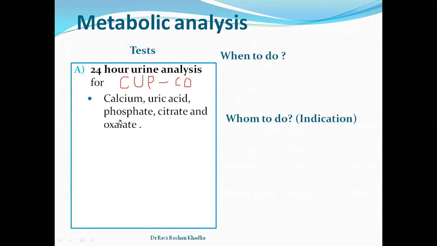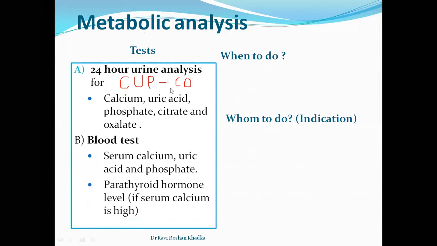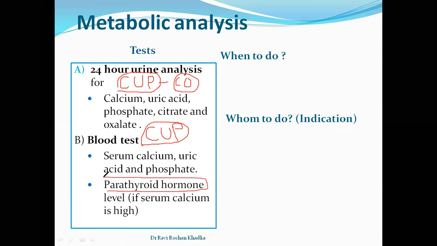In the blood, we test the same first three: calcium, uric acid, and phosphate. So these three in the blood, and the same three plus oxalate and citrate in the urine. We do that routinely. Whenever there is hypercalcemia, excessive calcium, we always check for the parathyroid hormone, because we know that parathyroid hormone can lead to hypercalcemia. So these are the basic tests, and we also do other electrolyte tests.